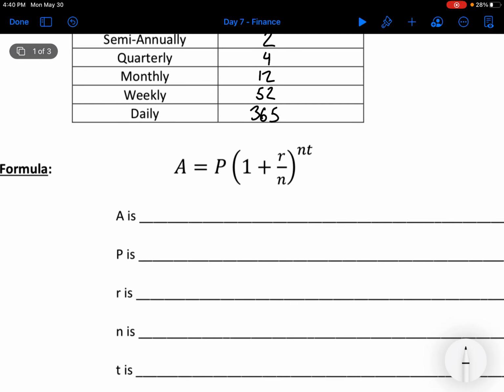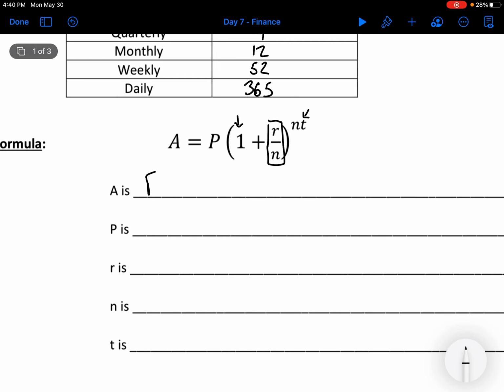We always use this formula. Now, this part right here is actually our interest that's being earned. The 1 deals with 100%, and then nt is our number of times we're collecting interest. So when we're looking at this formula, A is always our final amount. It's the final amount of money at the end that we've paid, or the final amount of money that we're going to get. P is always your principal.